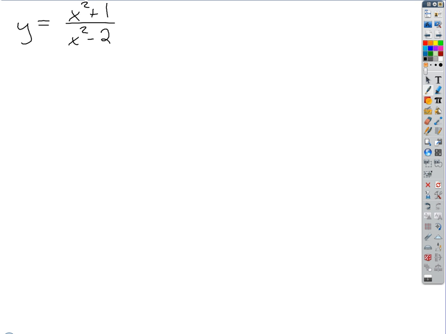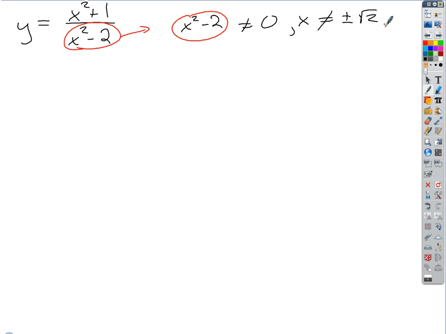Good. Okay, because we have a red flag here. We have stuff on the bottom of the fraction involving variables, right? So everything on the bottom, all this stuff, that stuff cannot equal 0, right? Okay, so what is that stuff? Well, it's x squared minus 2. So if I add 2 to this side and square root, what do I get? X cannot equal plus or minus square root of 2, right? Okay. Everybody agree?